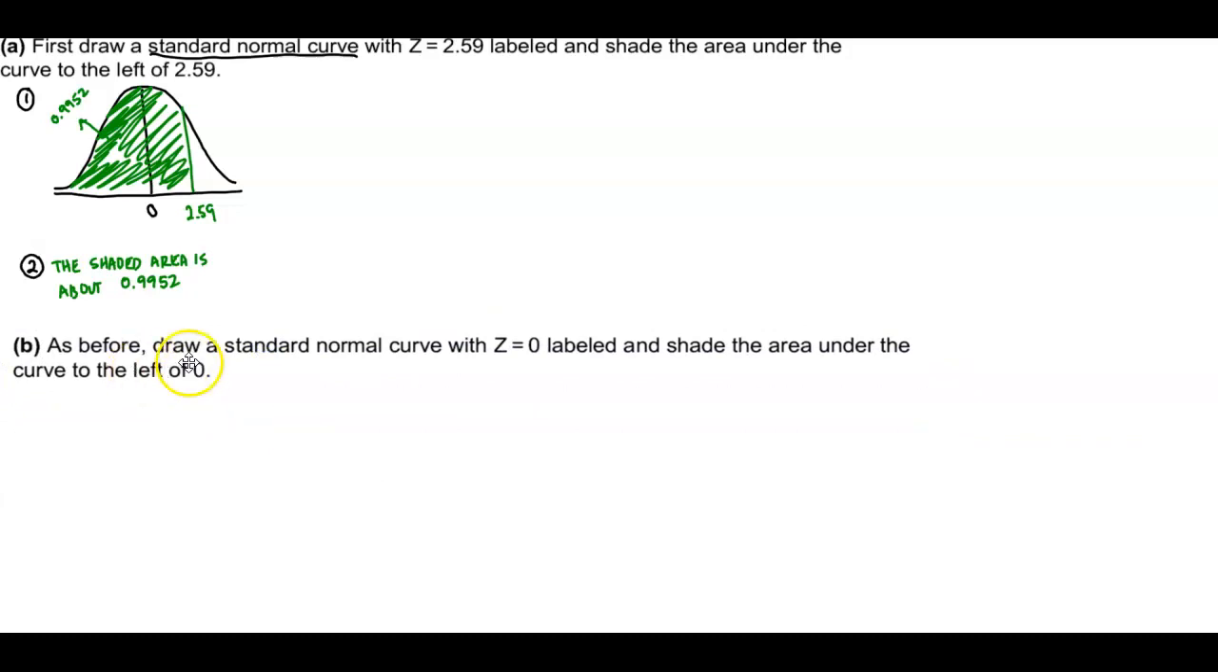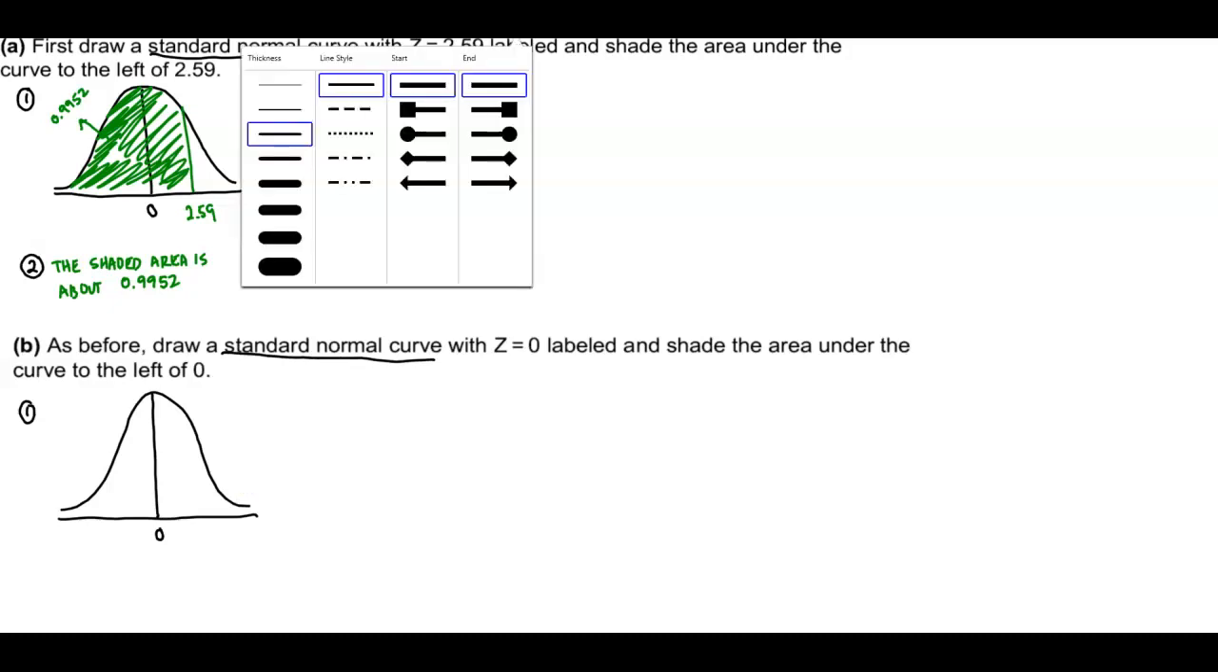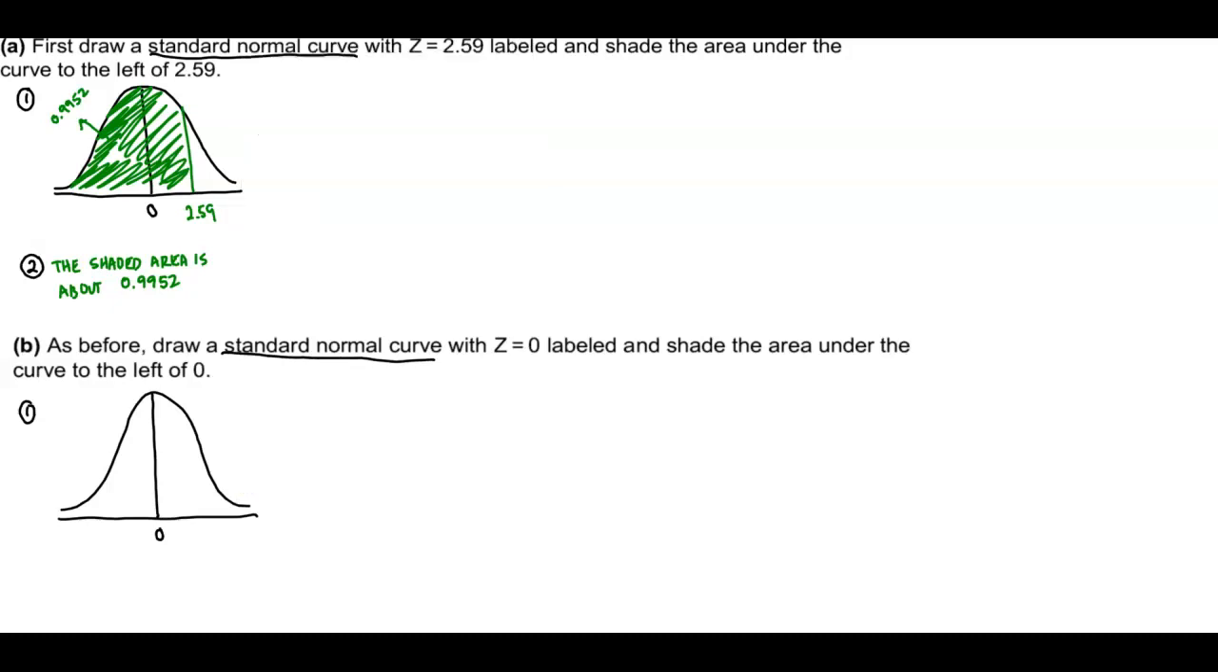Part B says, as before, we want to draw a standard normal curve with z is equal to 0 labeled, and then shade the area under the curve to the left of 0. So again, let's first draw our normal curve. We know that since it's the standard normal curve, the mean is going to be 0. And the z-score is 0. So what we want to do is shade everything to the left and then find the area of that.